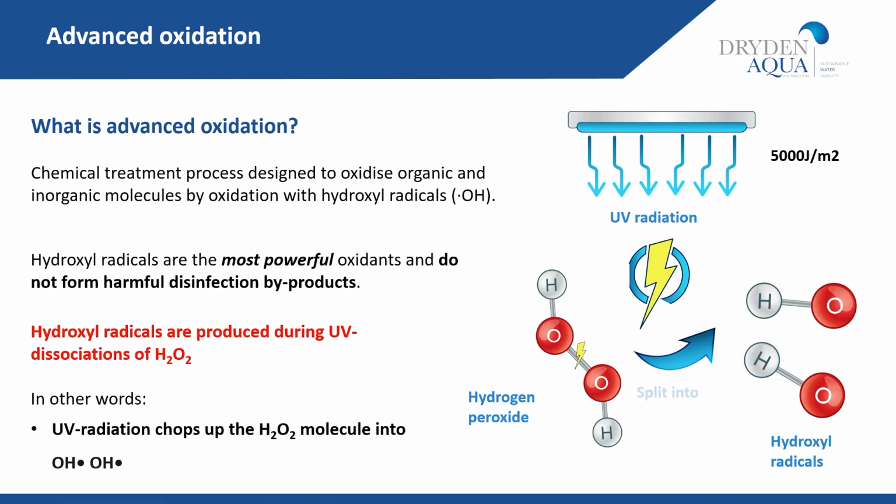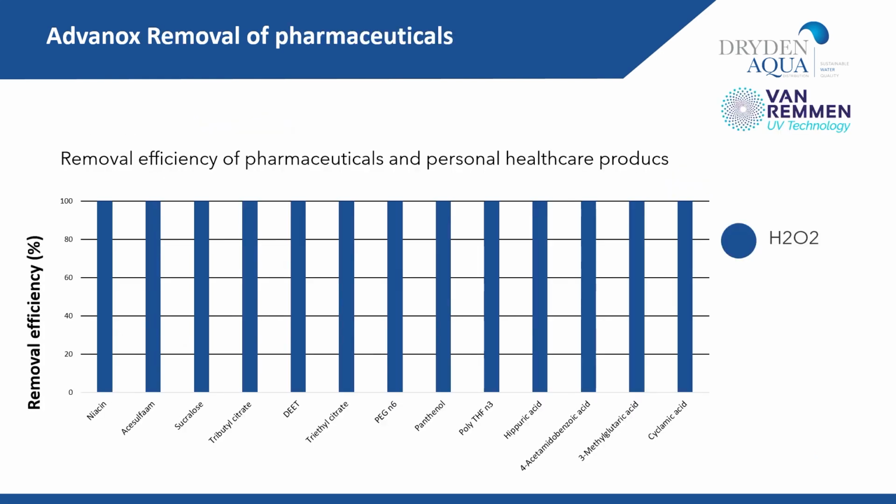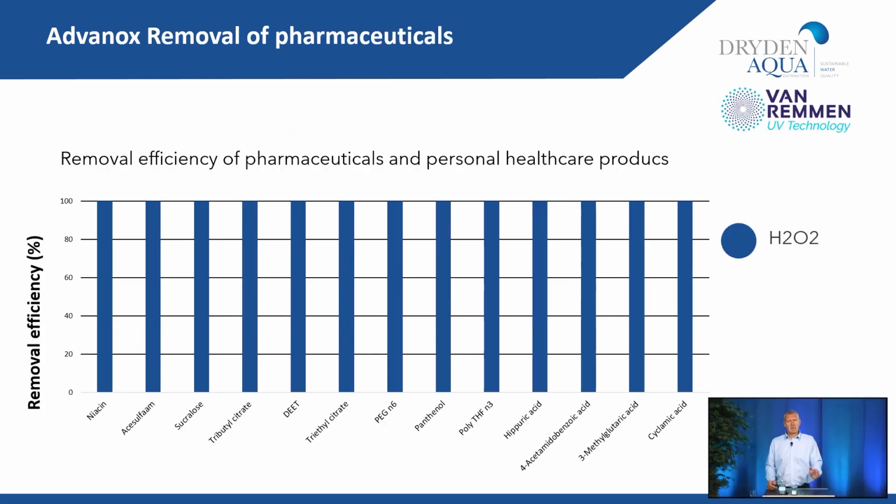The type of dose that we're talking about is 5,000 joules per square meter. So it's a very, very high intensity dose of UV radiation to split these hydroxyl radicals. Complete oxidation through advanced oxidation will remove substances that you wouldn't even know were present. Substances that are coming from us, again, from pharmaceuticals or personal healthcare products. And I'm not even going to try and pronounce some of these substances, but you wouldn't even know that they were there in the first place.